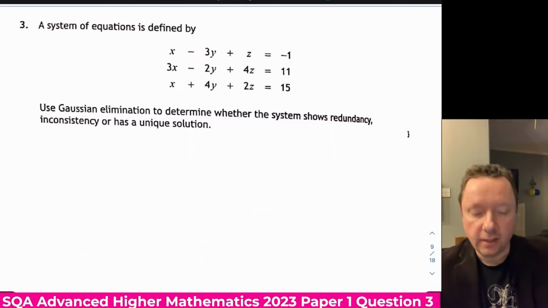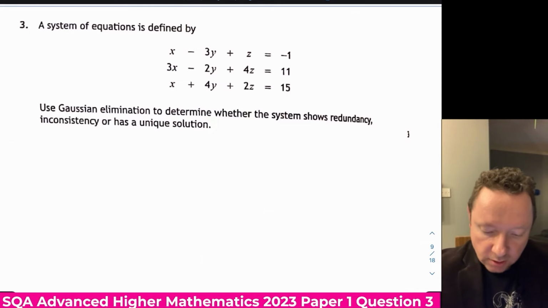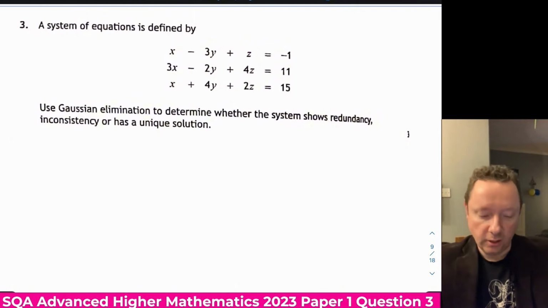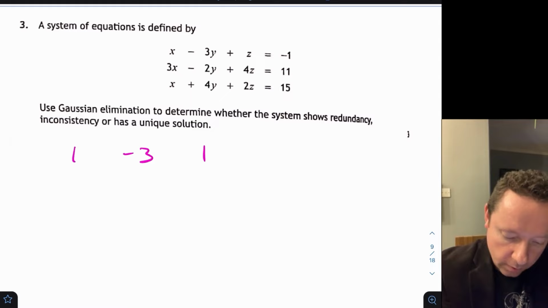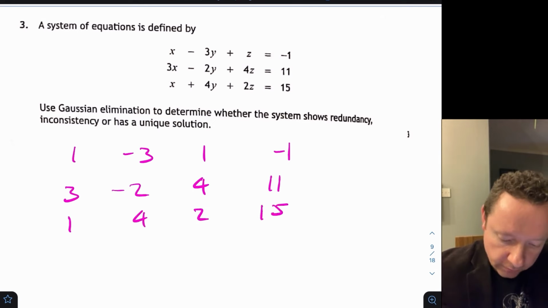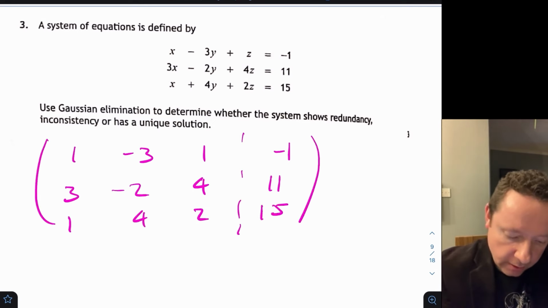A system of equations defined as this. Use Gaussian elimination to see if they're redundant, inconsistent, or have a unique solution. So let's set up our Gaussian elimination. We've got 1, minus 3, 1, minus 1; 3, minus 2, 4, 11; 1, 4, 2, 15. And remember, the goal here is simply to get zeros in these three places.